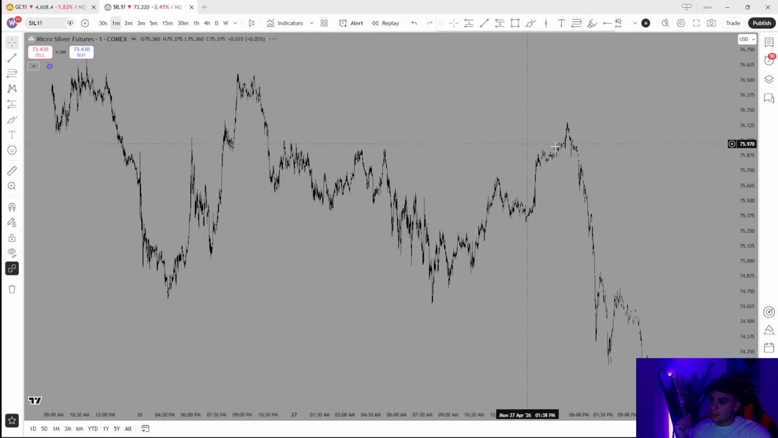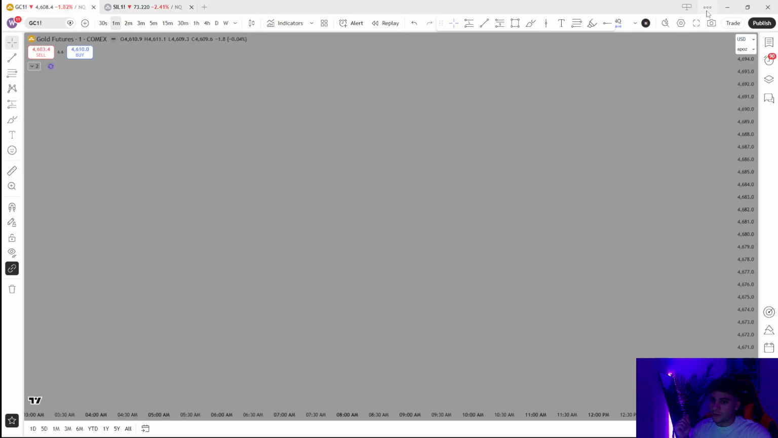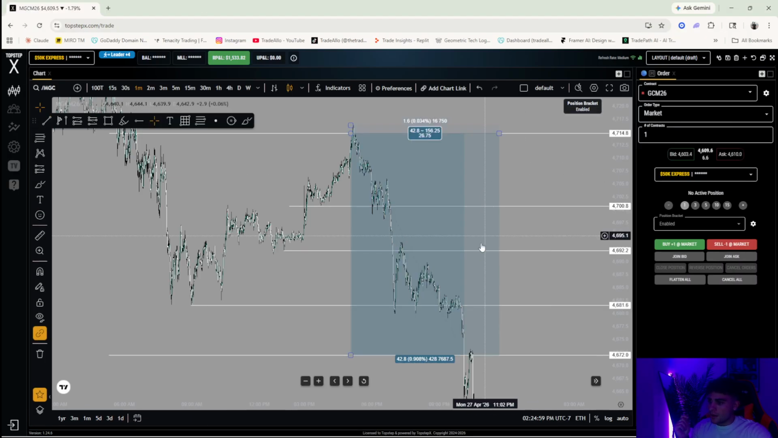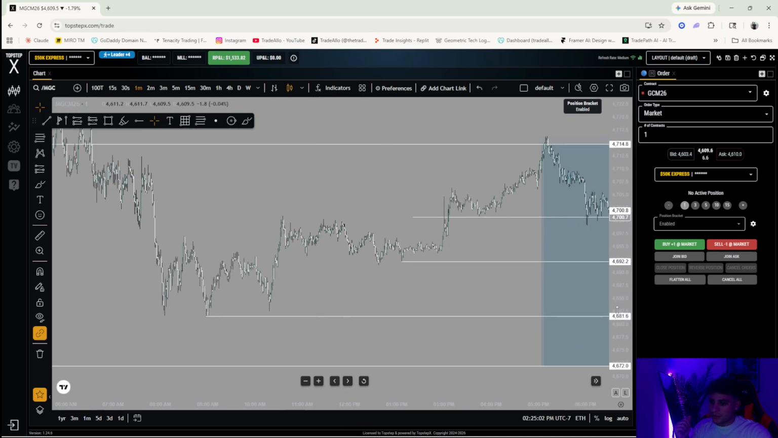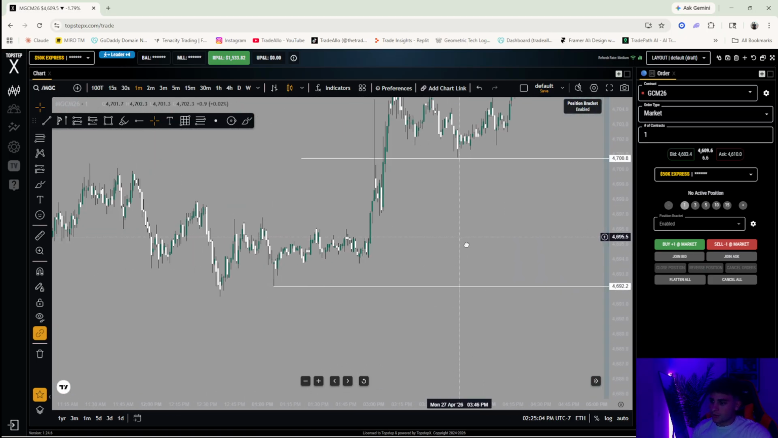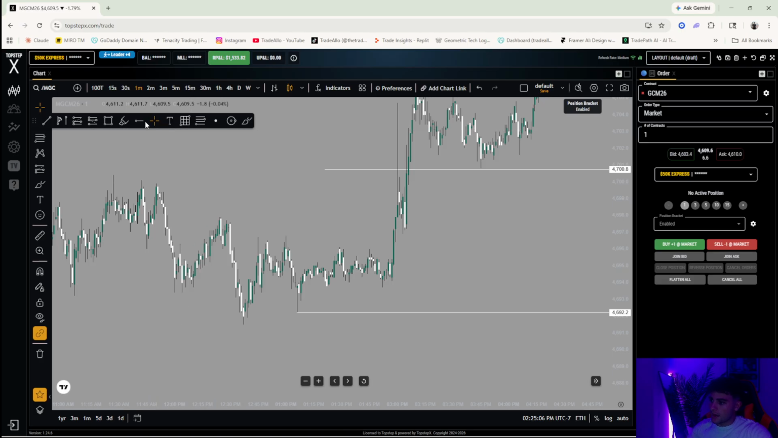So you can see I'm gonna mark out on both. I'm gonna mark out on gold first, or we'll keep silver up. I'm gonna mark out gold. The first thing I'm looking at is our session. I wanna mark out our true day open and our true Asia open. So I'm also gonna walk you guys through how I managed this trade and what I wanted to see with price, because I explained this all when I was live.